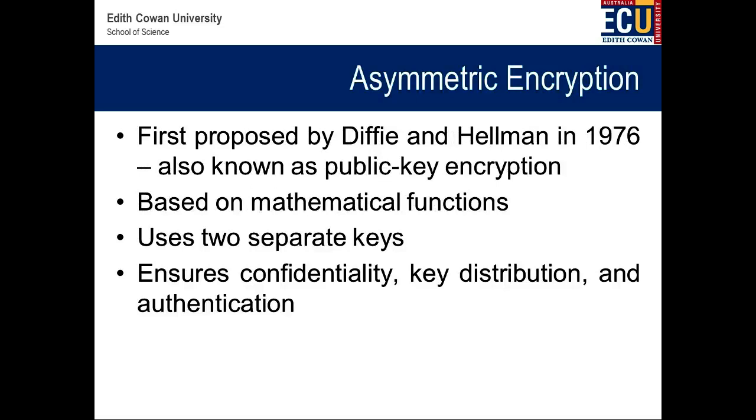So, what is asymmetric based encryption? It was first proposed by Diffie and Hellman in 1976. It is also known as public key encryption. It was based on complex mathematical functions. It uses two separate keys. One is known as the public key and the other is known as the private key.